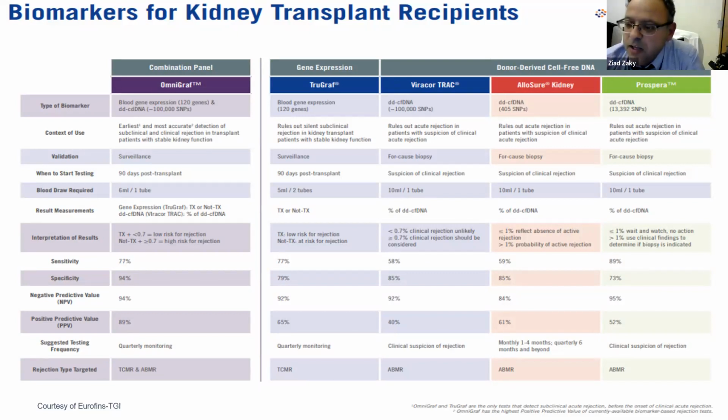Now I got your question. Yes. All these markers I talked about, and look at this slide, they're all taken from the blood. And it even shows how much blood draw is required. You need at least 10 milliliters in one Paxgene tube.